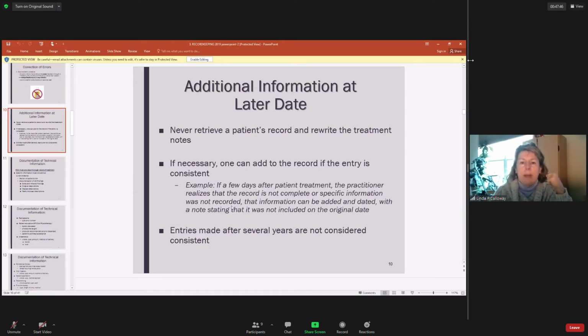It's more important that you add the information, just as long as you don't try to add it and act like you already had it there. Entries made after several years are not considered consistent. You couldn't go back and do that.